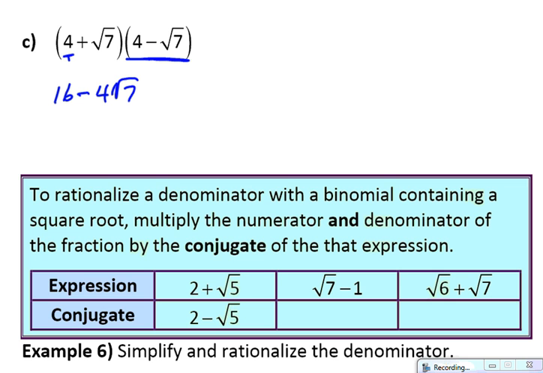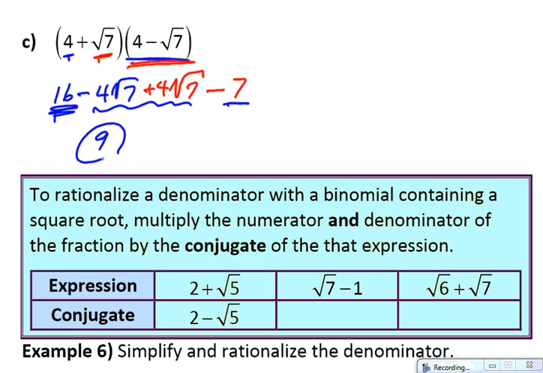And then come here to the next one, and multiply it times this as well. So this time it's a positive 4 radical 7, and then minus 7. So combining, I get 16 minus 7, that's 9, and then that comes out to be 0. So my answer is 9.